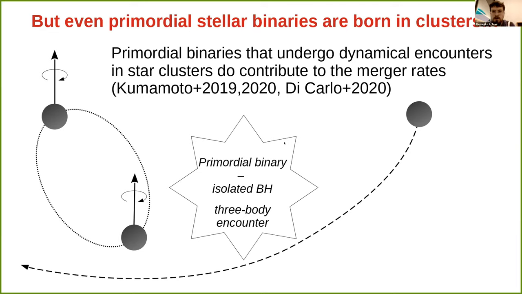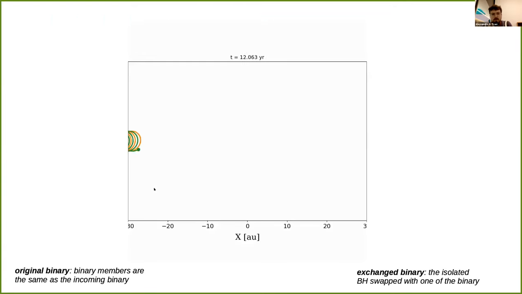What happens is that actually these kinds of binaries are also born in stellar clusters. So they're not in perfect isolation, but they can undergo dynamical interactions in a dense environment, such as an open cluster or a young massive cluster. And so if the binary that has undergone common envelope evolution undergoes a three-body encounter with a passing black hole or a passing star, this might change the orientation of the spin. So this is what a simulation of a three-body encounter that might happen in a stellar cluster looks like.